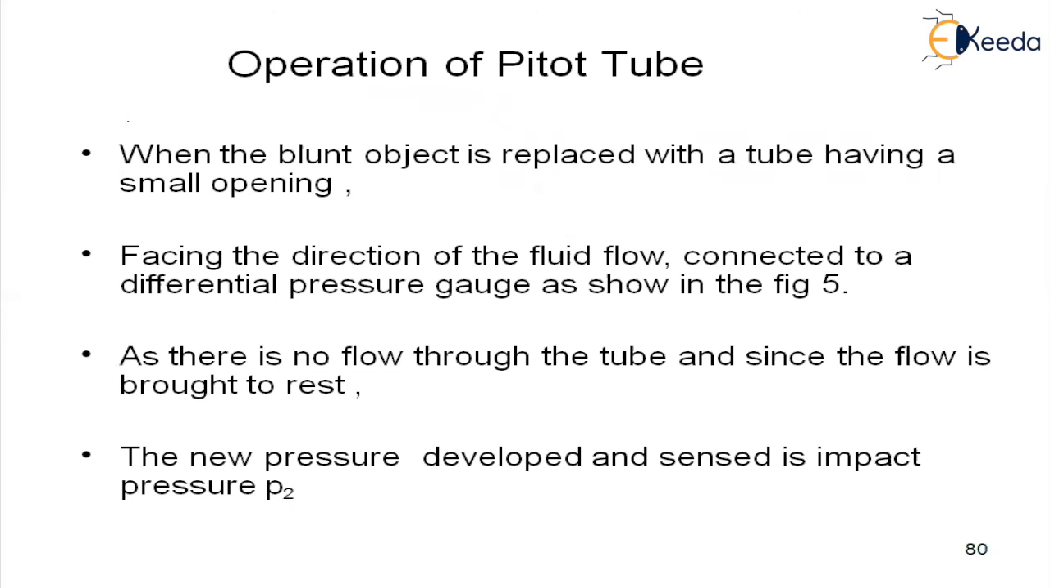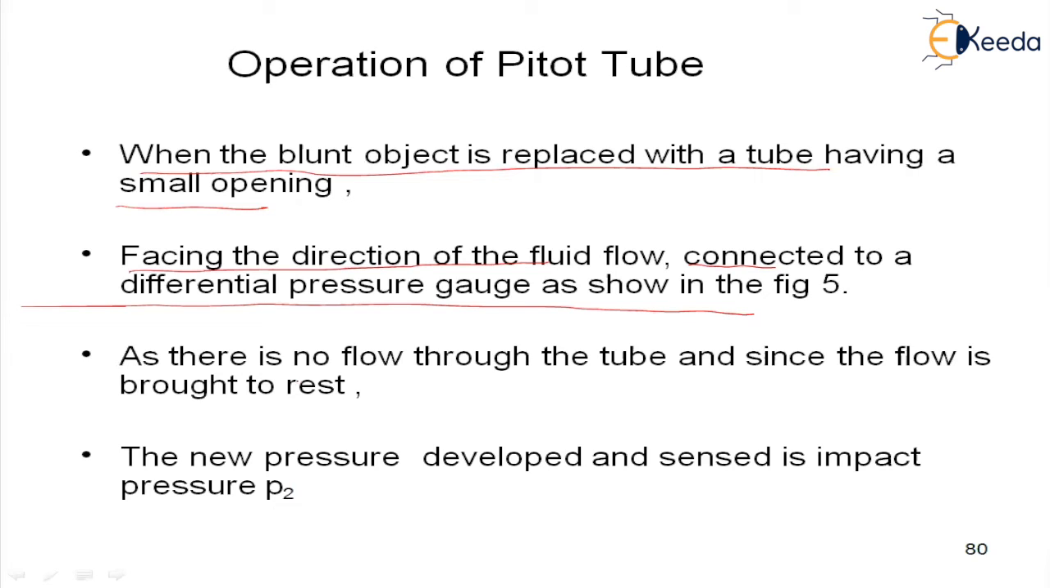Here I'm going to explain the same concept. Now I'm replacing the blunt body with a tube having a small opening facing the direction of the fluid flow. It is connected to the differential pressure gauge, as shown in the following. I'm connecting the differential pressure gauge to find out the velocity, getting the proportionality with respect to delta P.